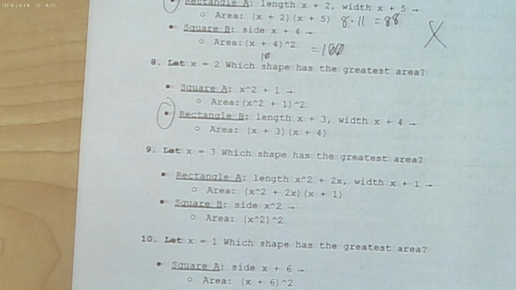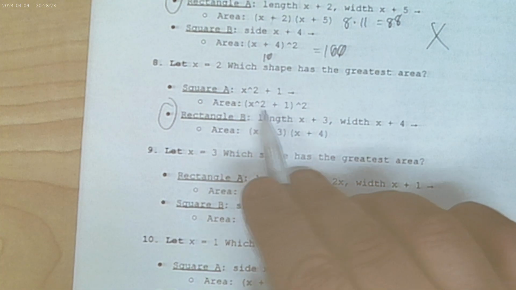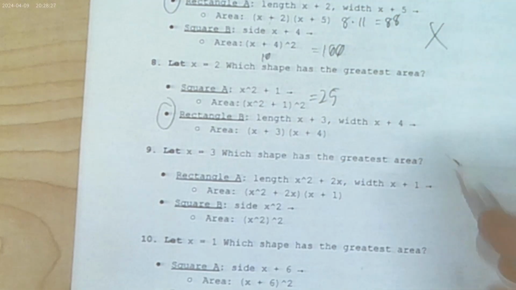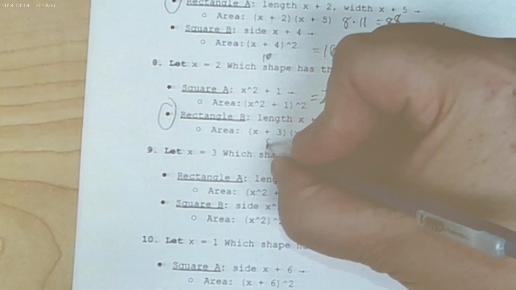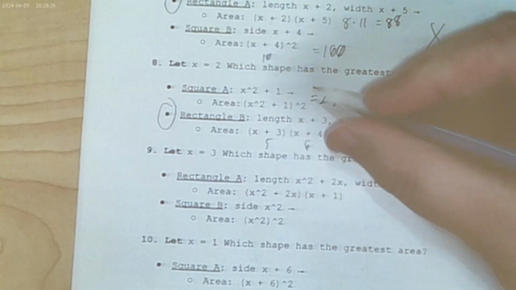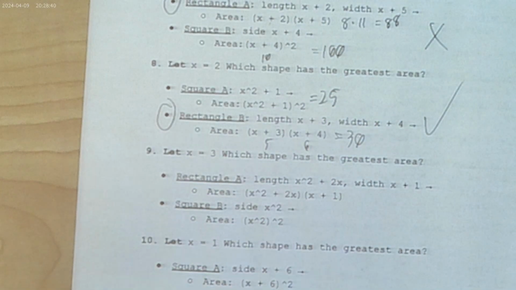All right. So like x squared plus 1 squared. So 2 squared is 4, that's 5 squared equals 25. Alrighty. x plus 3, which is 5. x plus 4, 2 plus 4 is 6. Equals 30. Yes. I don't know who I'm competing with, but I'm winning.